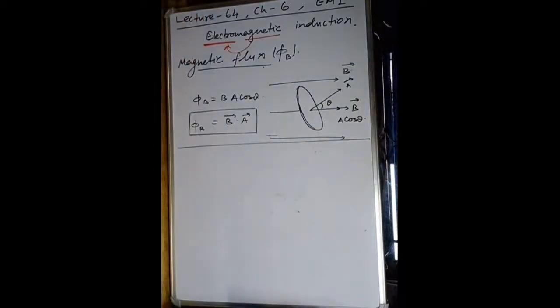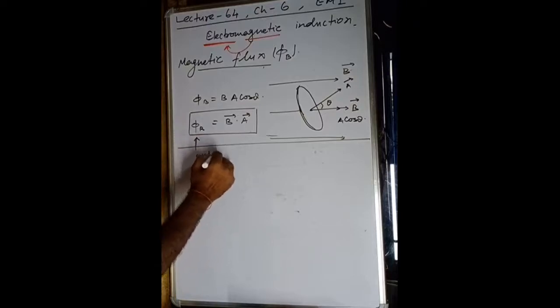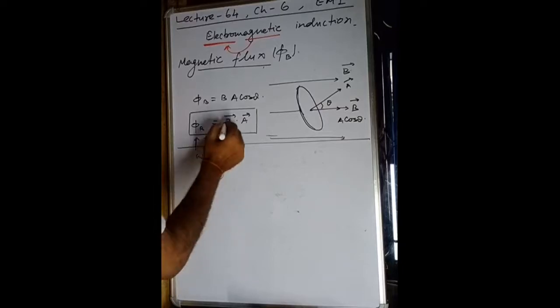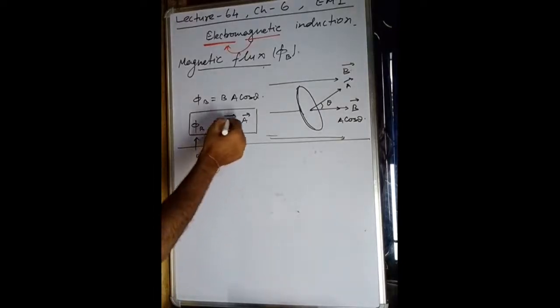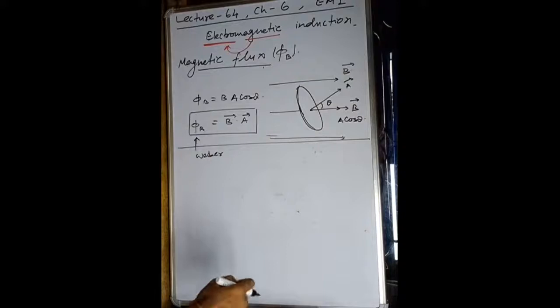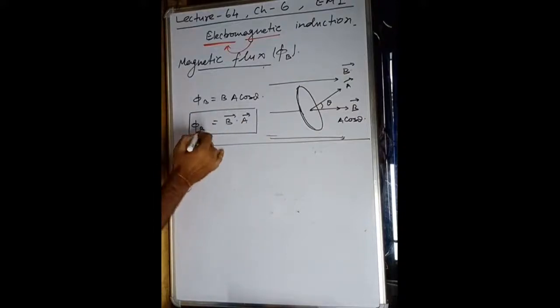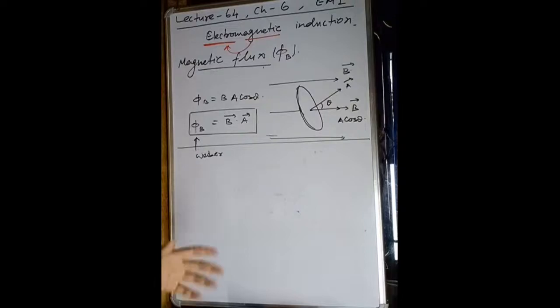The unit of magnetic flux is the Weber. That's why the magnetic field also has an SI unit, Weber per meter square. But for the magnetic flux, we will use the SI unit Weber. Okay, my dear students, so this is the magnetic flux. I hope you understand about the magnetic flux.